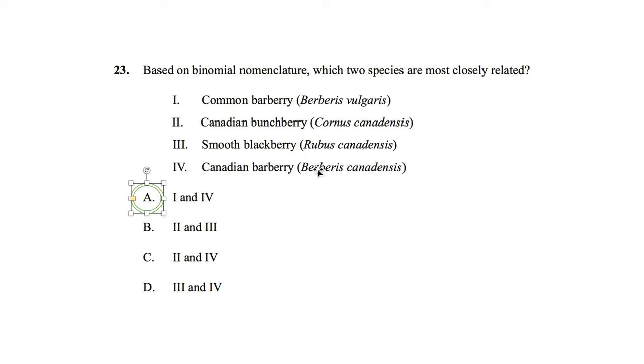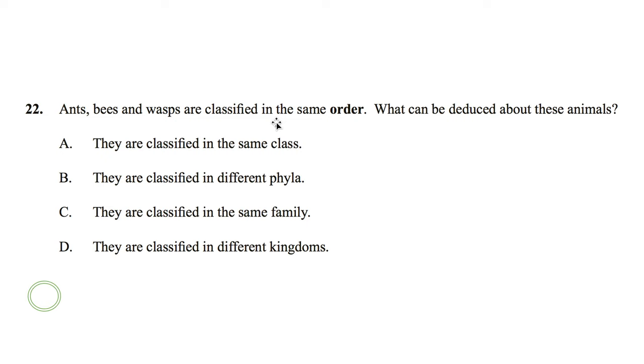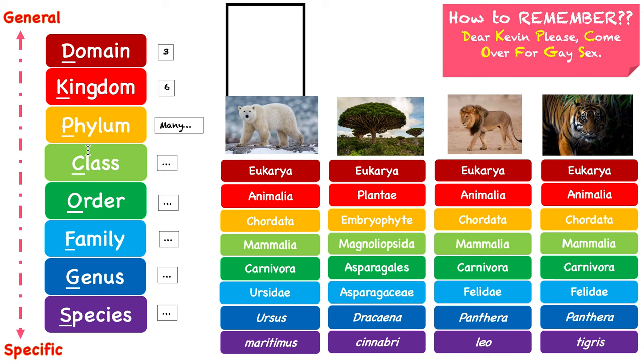But then the genus is not even the same, so they're not very similar at all. Okay, ants, bees, wasps are classified in the same order. What can be deduced about these animals? Okay, so here's where it's important to memorize that whole thing. So where's order? Order is here. So it's very broad. It's above genus and species and all that.